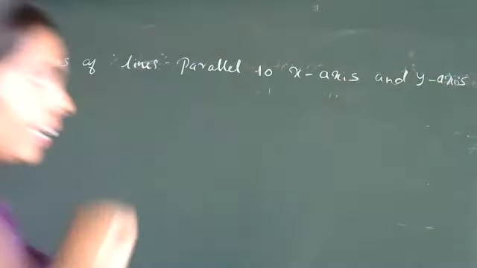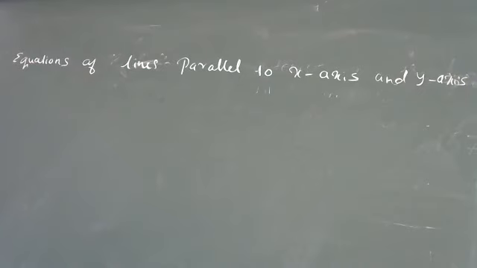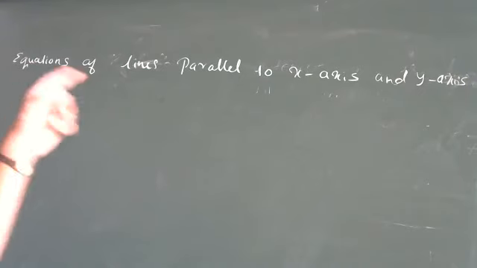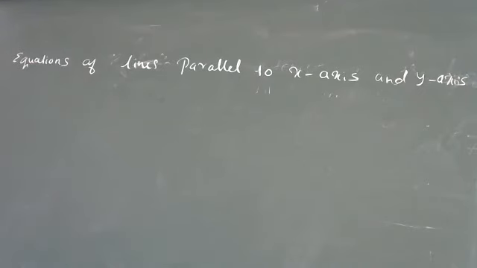Okay. This is the next heading of the same chapter, that is equations of lines parallel to x-axis or y-axis. Now we have solved many equations in linear equation with two variables. In two variables, in the sense we are having x and y variables here. So when we are having the equation in the form x is equal to 0 or y is equal to 0, what does it mean?